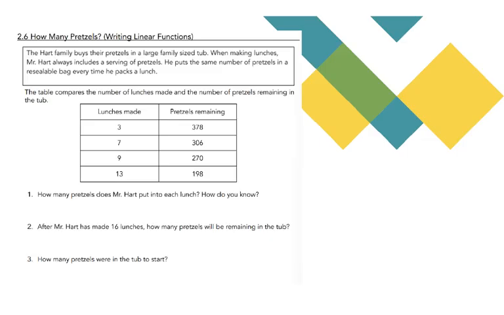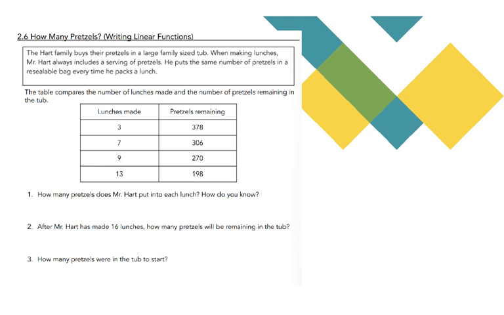Here we go. So what I would like you to do first is, with the people you're sitting with, read through the beginning of this lesson. It's all about this Hart family buying their pretzels. And I would like you to answer questions 1, 2, and 3 together. We're going to pause the video, and when you're all ready, we'll begin again and see what we think.